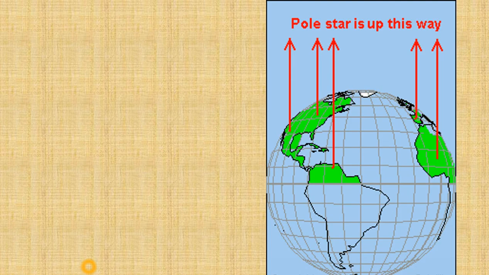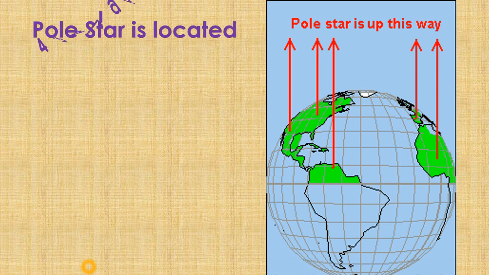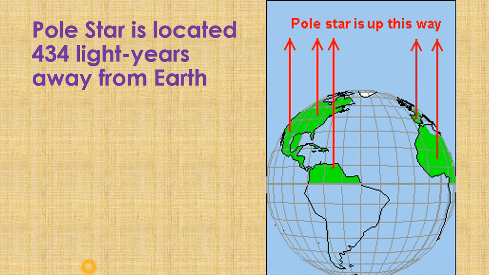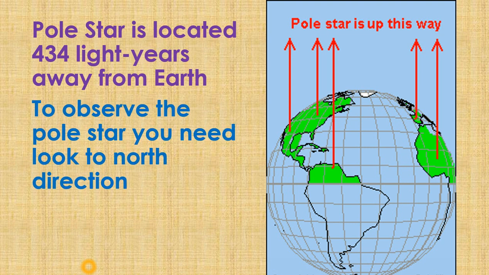It's important because it is the only star located directly above the north pole, and another important thing to keep in mind is that it is located too far from the earth, that is 4 light years away. Since it is located this far away, the light coming from the pole star reaches the earth parallelly. Since the light reaches the earth parallelly, to see the pole star, wherever you are in the northern hemisphere, you have to look towards the north direction.